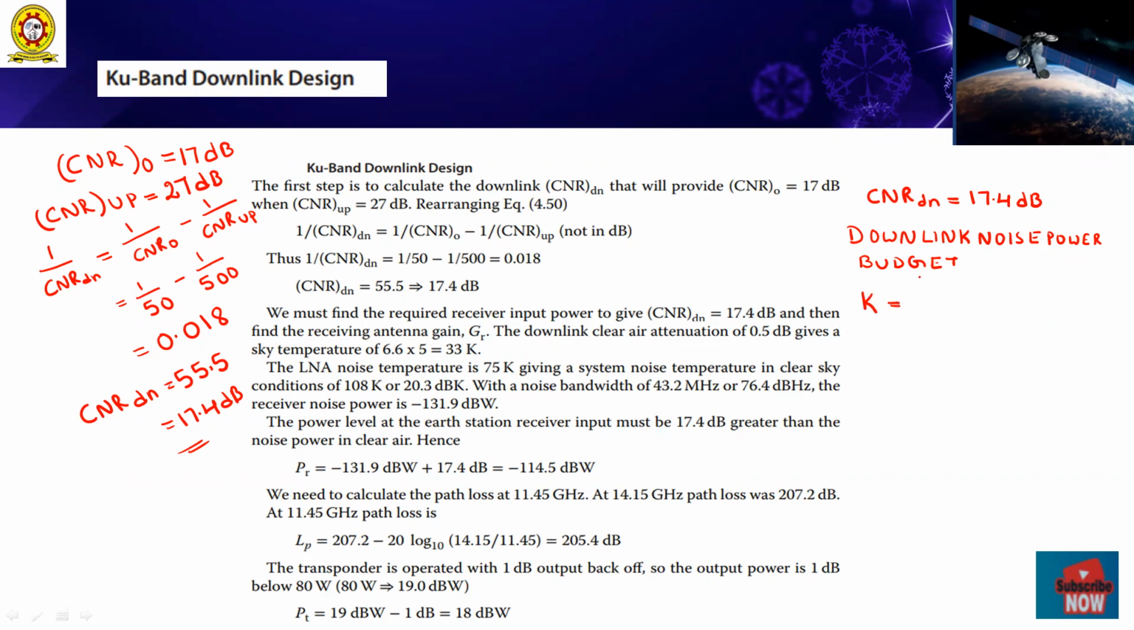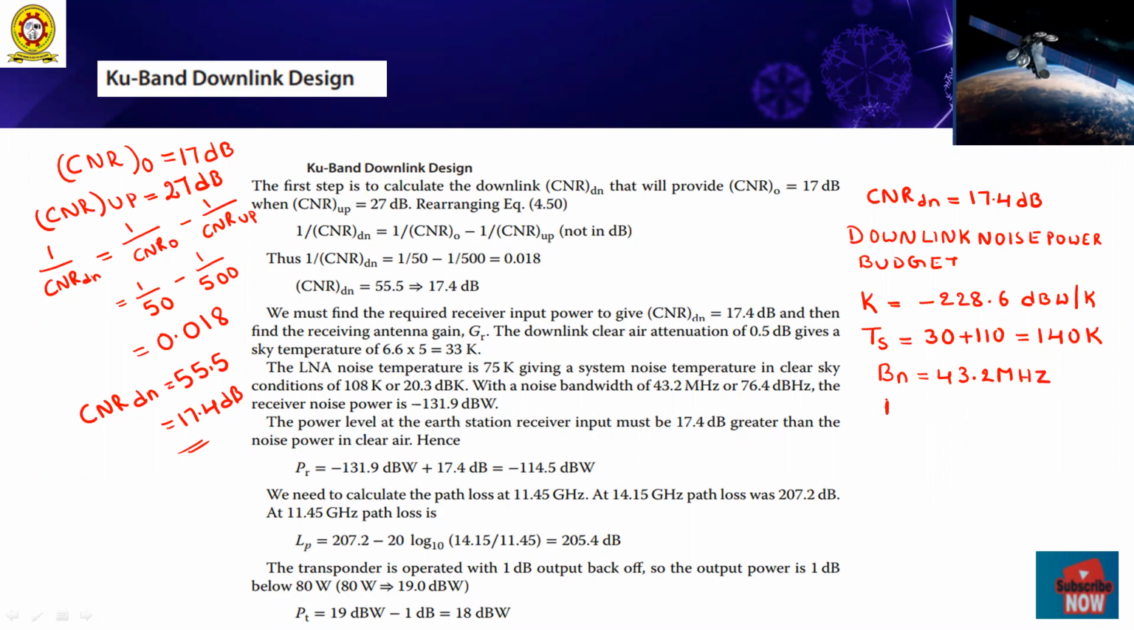Here we have K equal to the Boltzmann constant, minus 228.6 dBW per Kelvin. The system noise temperature is 30 plus 110, which equals 140 K. And the bandwidth: what is the bandwidth here? 43.2 megahertz.